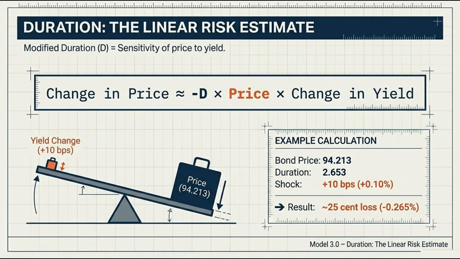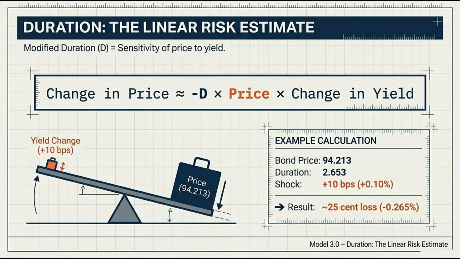Yields up, prices down. Let's use the implied numbers from our source material to demonstrate its practical power. Let's say we have a bond trading at a price of 94.203 with a calculated modified duration of 2.653. Okay. A trader wanting to know the impact of a market move would use this relationship immediately. Let's examine a 10 basis point yield shock. A basis point is just 1/100 of 1%, so 10 BPs is 0.001 in decimal form. Let's say the yield increases by 10 basis points.